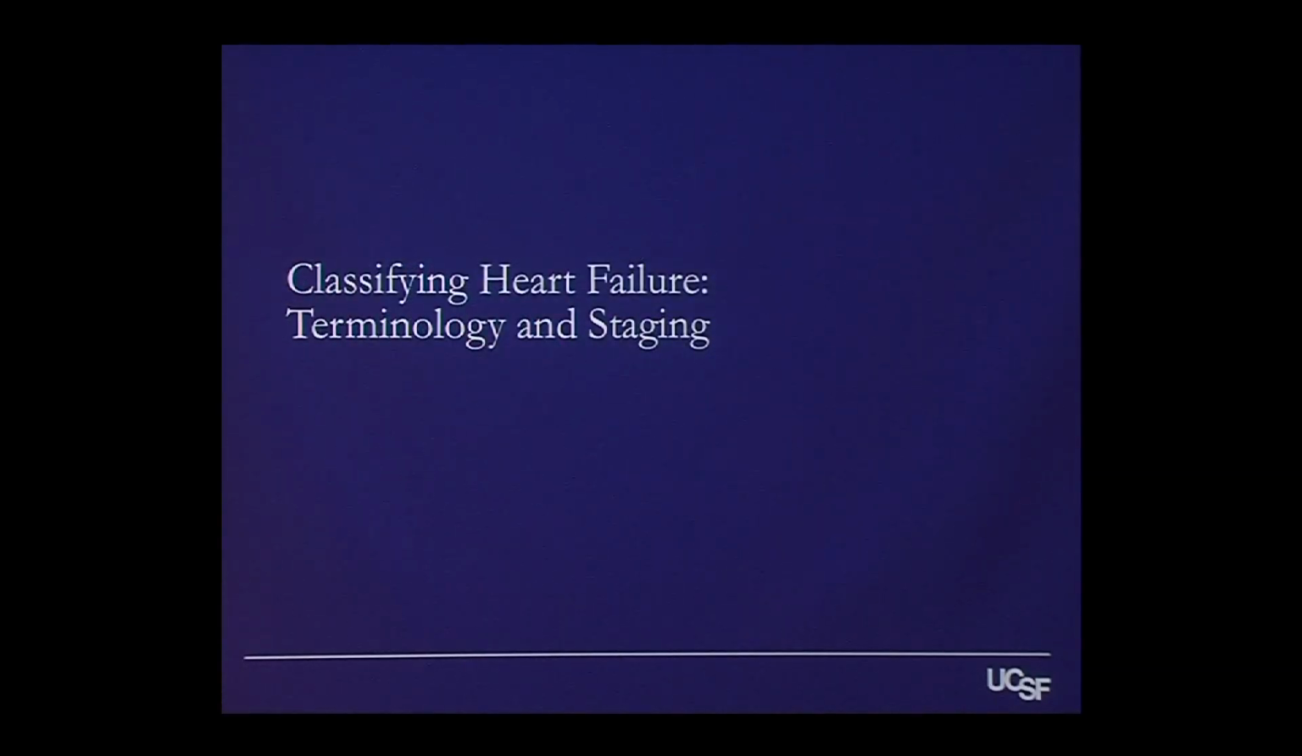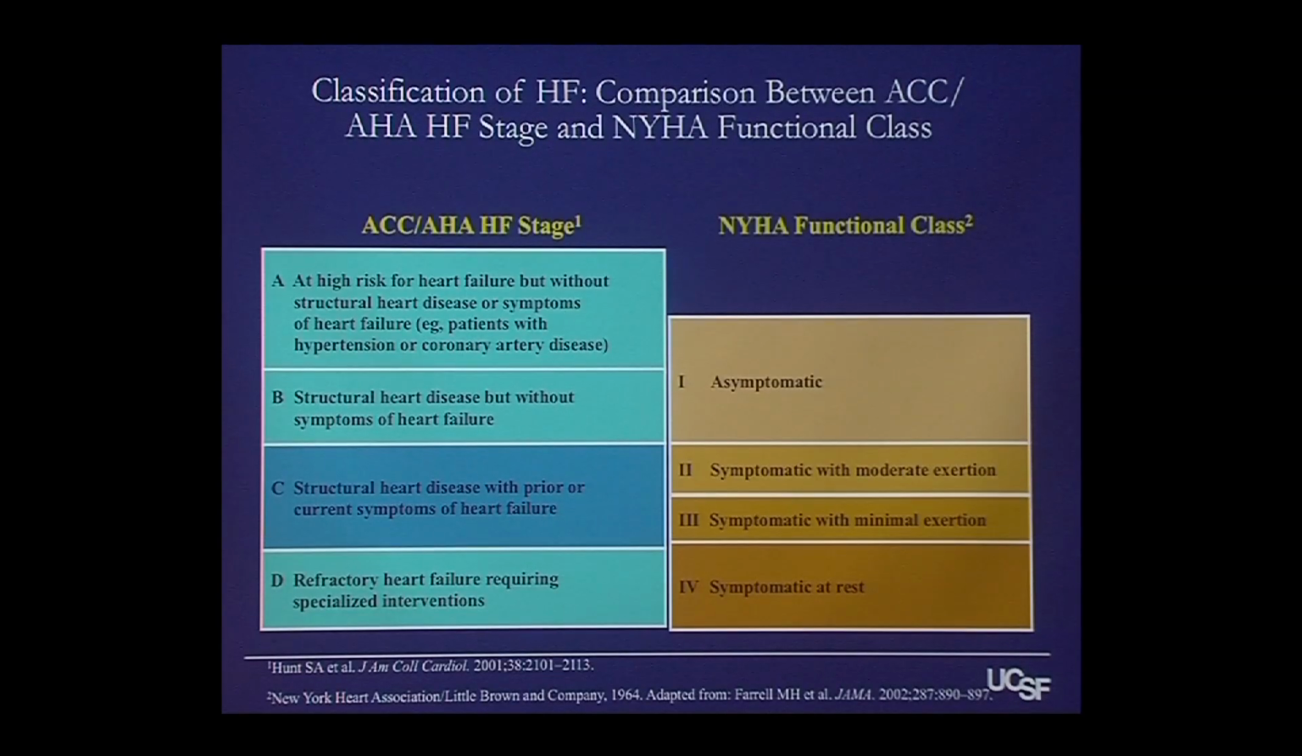So, classifying heart failure, we'll talk about some of the terminology and staging. And I think this is an important slide I want to spend some time on. We have two ways of classifying heart failure. The first one is the New York Heart Association functional class, which you see on the right side here. That is basically a scale from 1 to 4. It assesses a patient's symptoms, how limited they are by their heart failure. Class 1 means they're asymptomatic, they have no symptoms, and it goes all the way up to 4, which means they have shortness of breath at rest. And this is very dynamic.